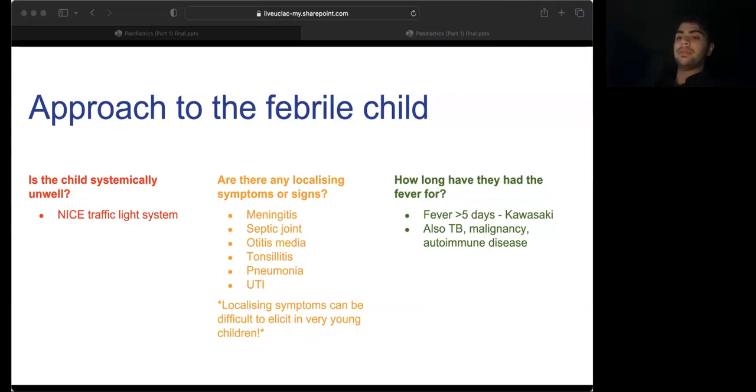And septic joints, so you'd get a swollen joint, but often the pain from a septic arthritis can radiate, so a child might just present with limping as well. And then there's otitis media. Again, a child might not be able to tell you that they're having pain in the ear. They might just be crying and irritable. The same with tonsillitis and even pneumonia or a UTI. And then how long they've had the fever. As we said, for longer than 5 days, we think about Kawasaki's, but also rarely TB, malignancy, and autoimmune diseases. So we can go to the next slide.